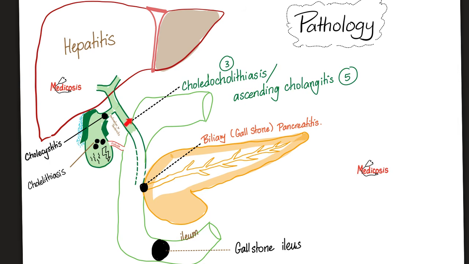The same freaking stone went and obstructed the pancreatic duct at the head of the pancreas. This is called gallstone pancreatitis or biliary pancreatitis. At the end of the day, you have a fistula between the gallbladder and the intestine called cholecystoenteric fistula. Now the stone is going to end up in your ileum, eventually obstructing it, called gallstone ileus, which is a mechanical obstruction of the small bowel.